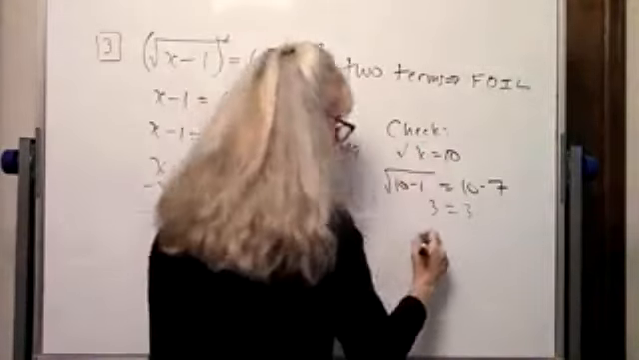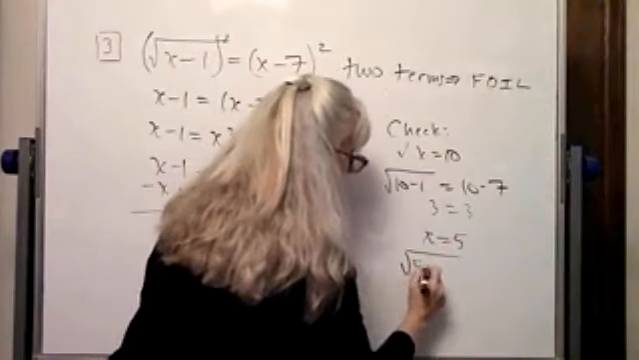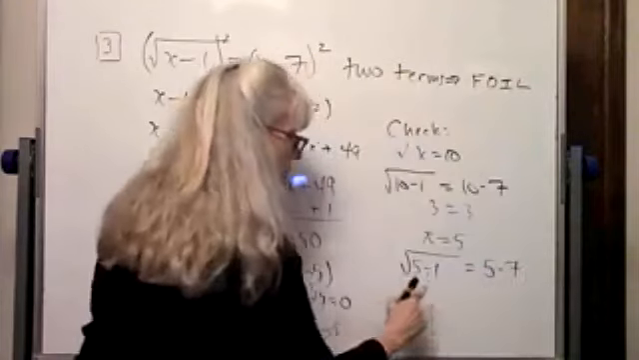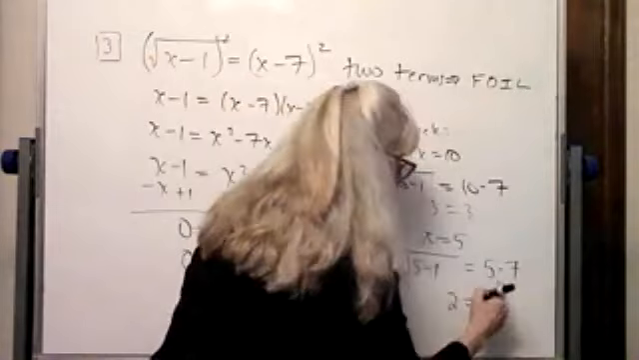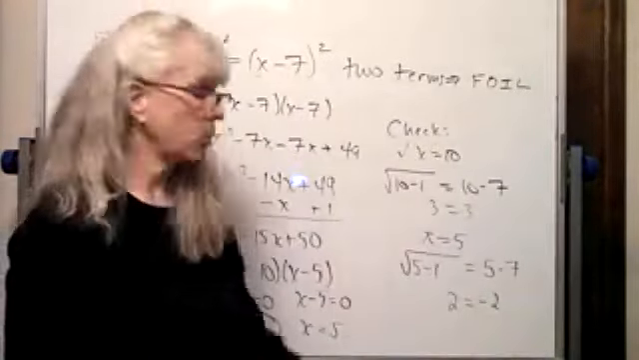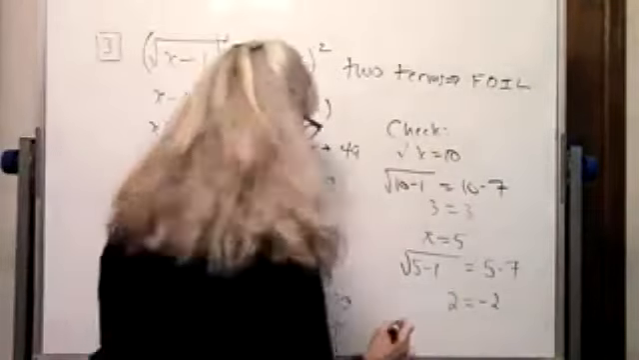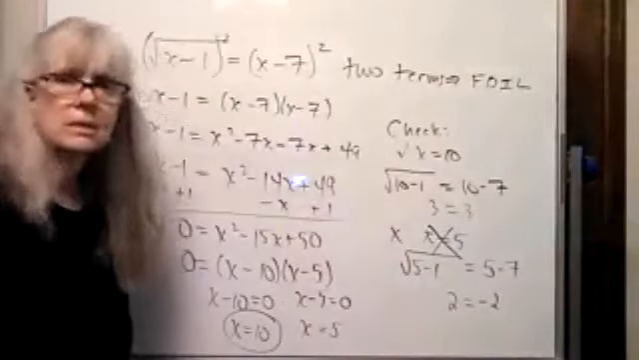But what about the x equal to 5? Let's check that one. So that would give me the square root of 5 minus 1. And is that equal to 5 minus 7? Well, 5 minus 1 is 4, and the square root of 4 is 2. 5 minus 7 is a negative 2. So the x equal to 5 does not work because the left and right sides are not the same quantity or value. So x equal to 5 is no good. We're going to cross that one out. So the only solution we got was the x equal to 10.